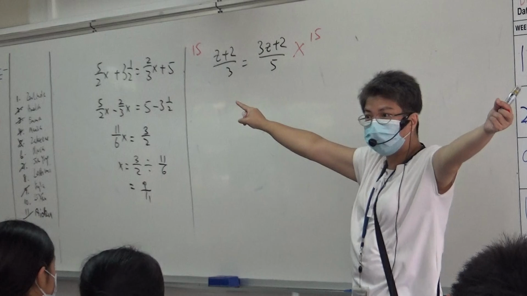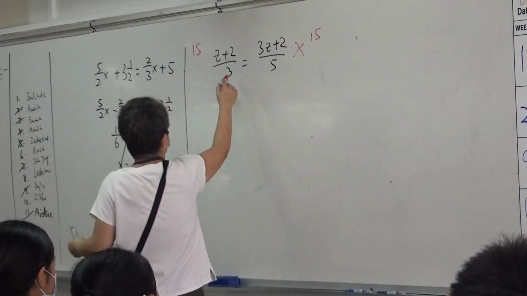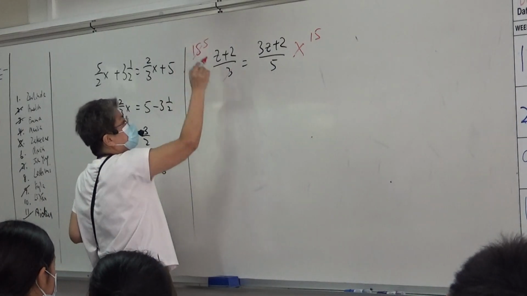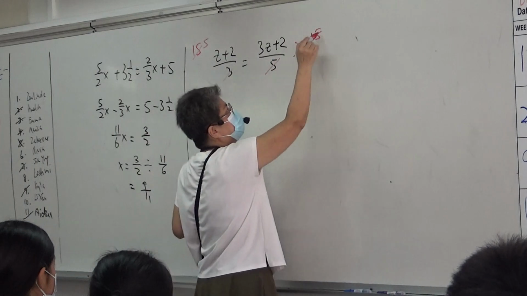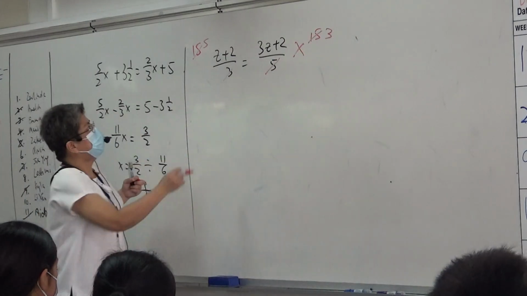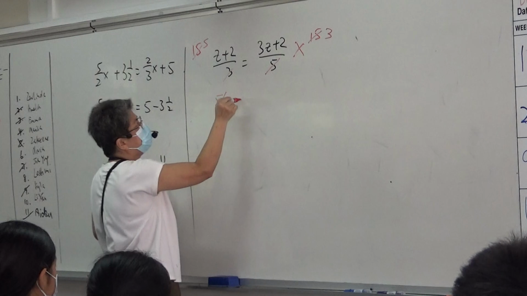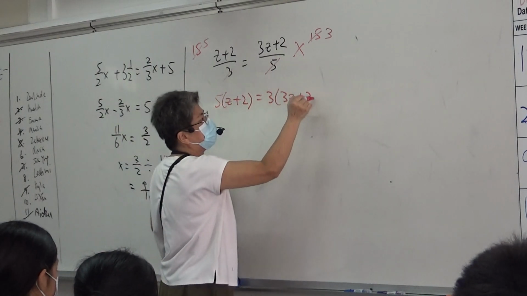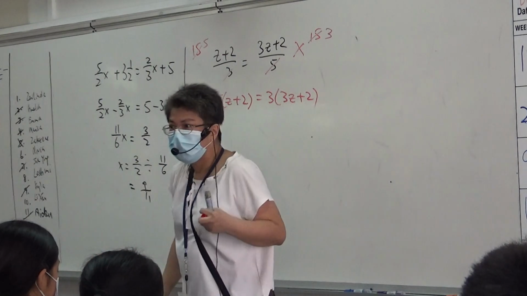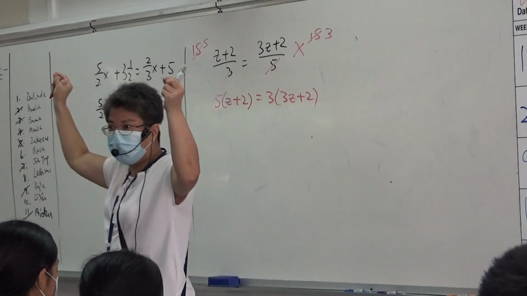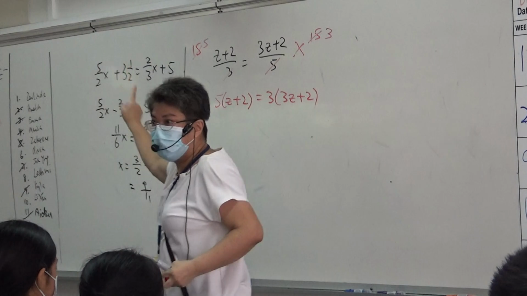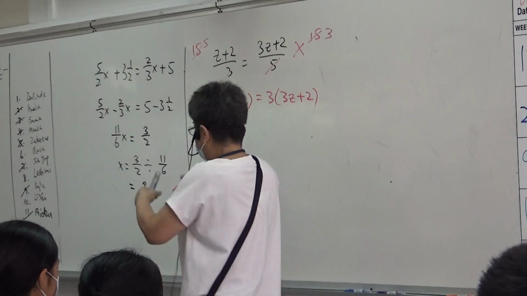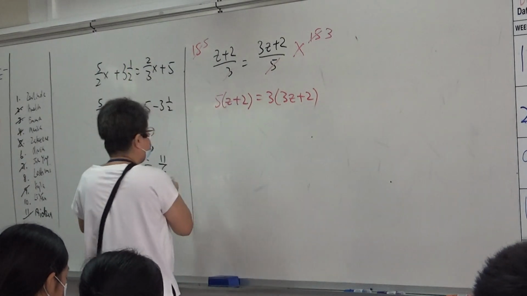It's equivalent, right? Okay? So, this is a 1, this is a 5. What about this? 3, right? So, this is actually 5 times (z plus 2), 3 times (3z plus 2), right? Can you see it? I'll multiply by 15 on both sides. That's why it reduces to this. Okay? Now, then I'm going to expand.